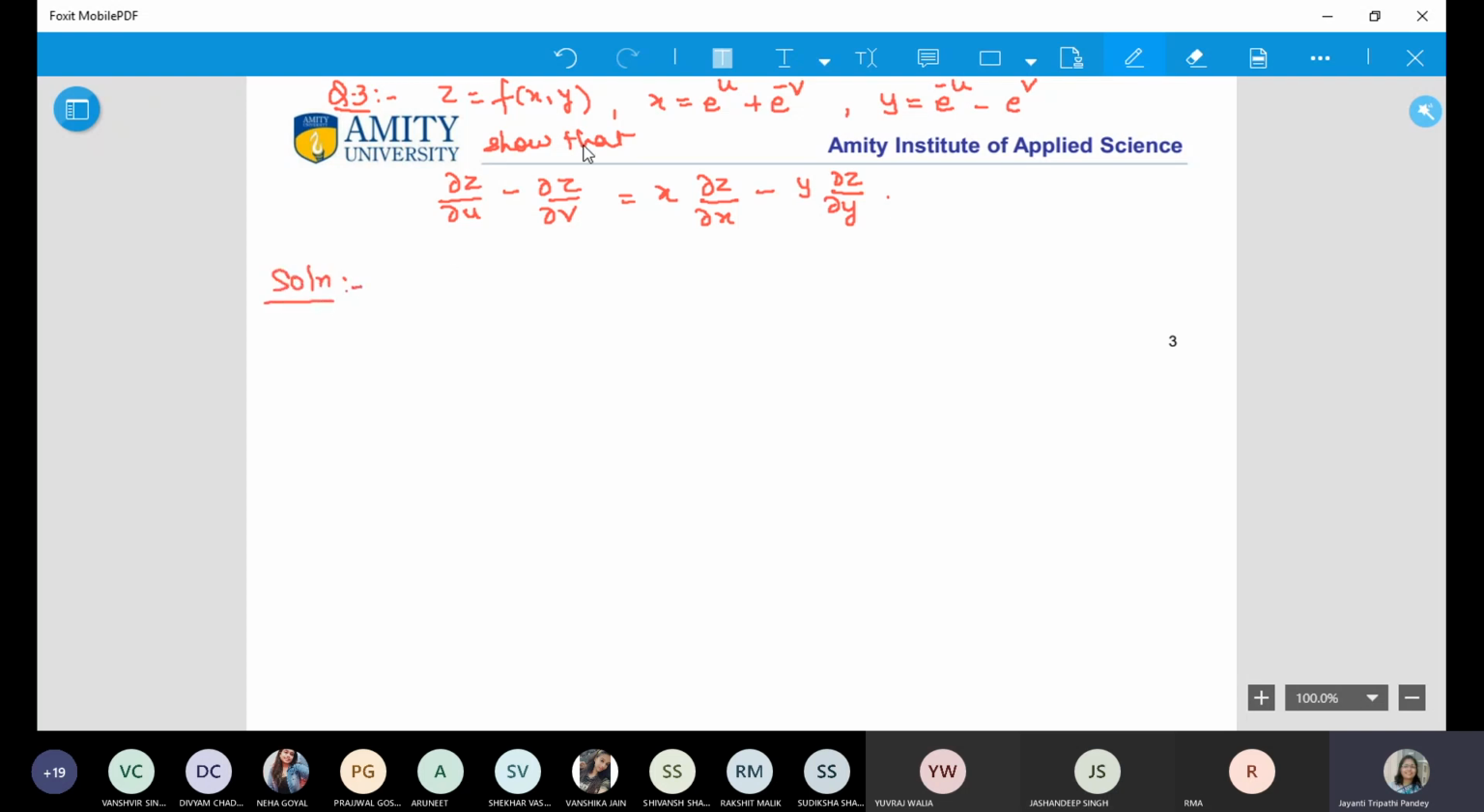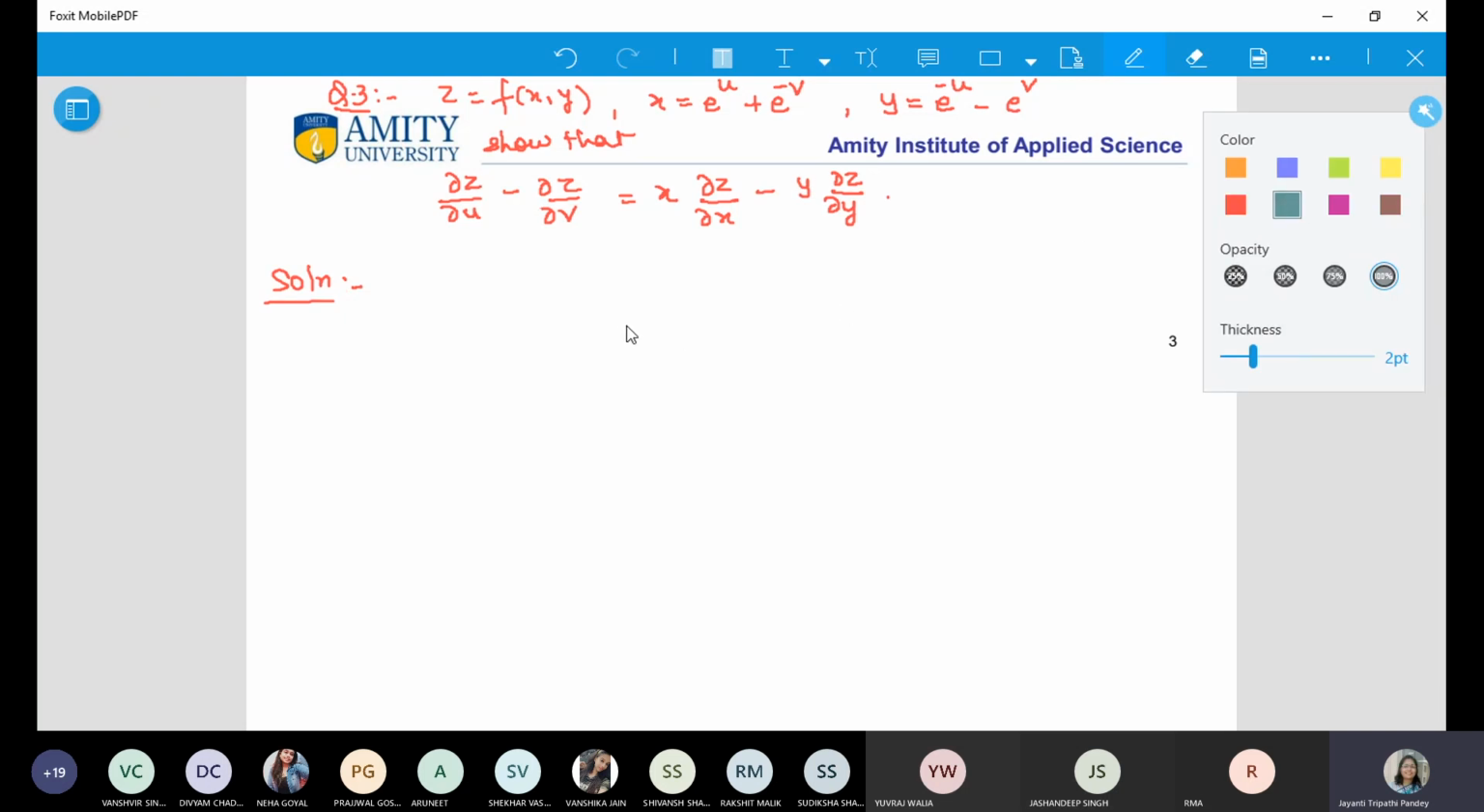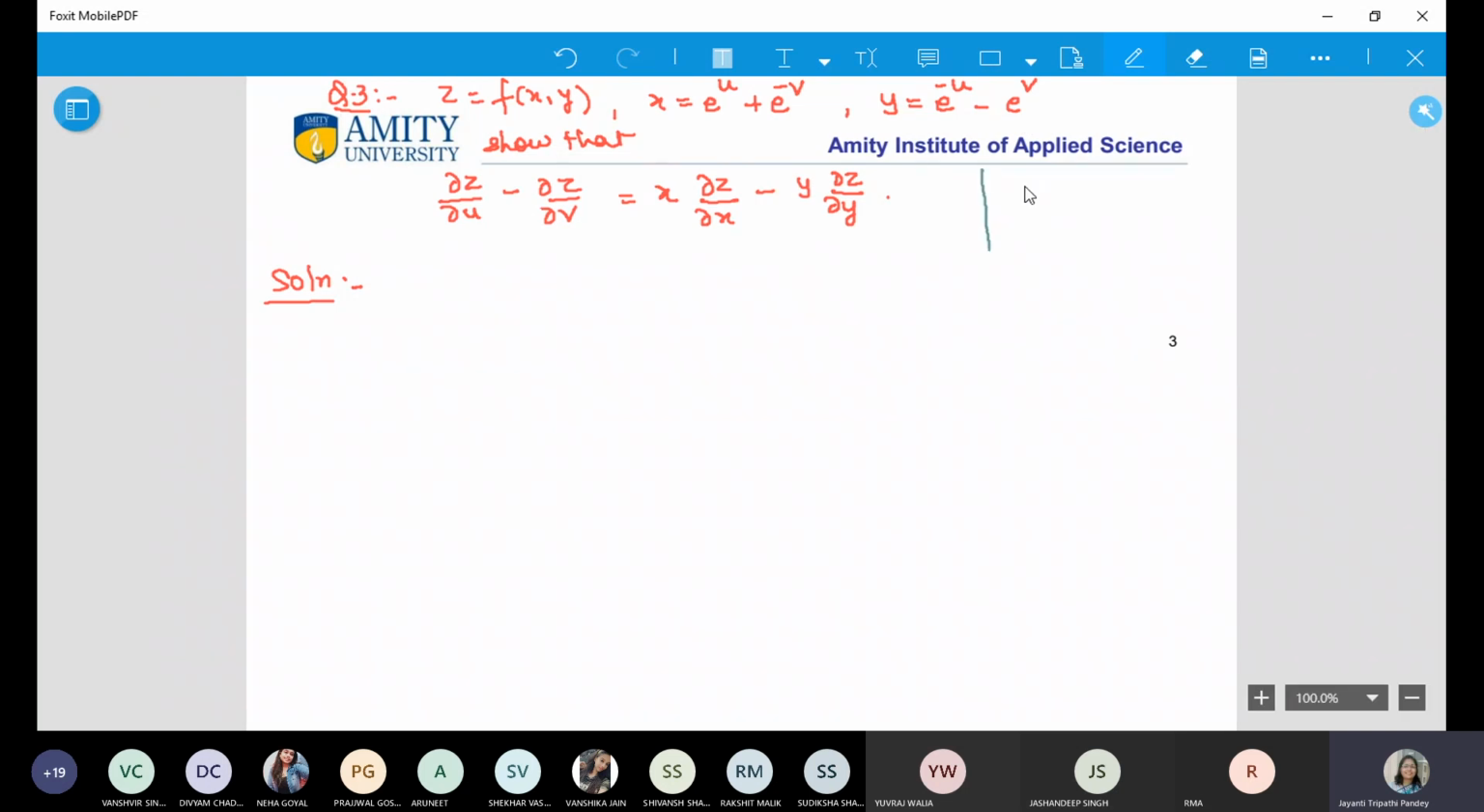Now what kind of formula you have to use here? I want you to check your formula. You had written 3 formulas. It's the third type. What is happening? z is a function of x and y, and x and y are functions of u and v, right? So z is a function of x and y, x is a function of u and v, and y is a function of u and v. So the third formula will work here. So we will find accordingly.